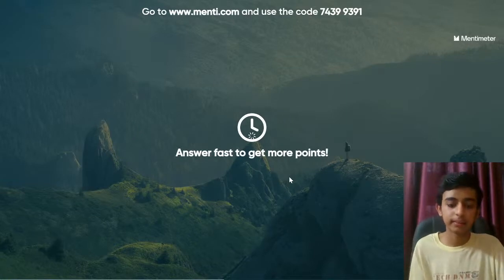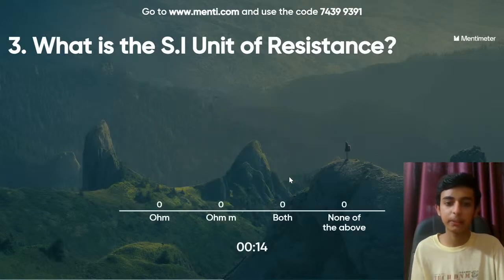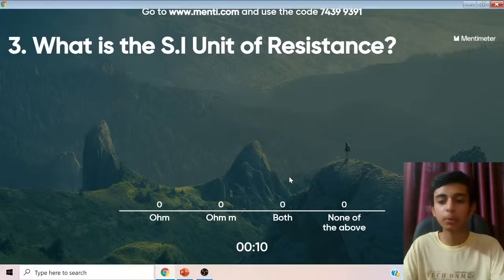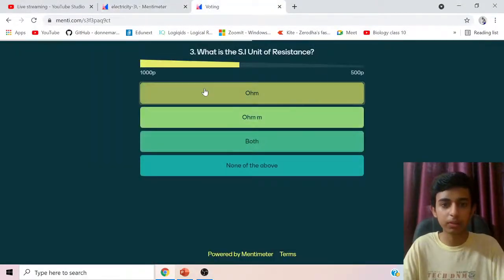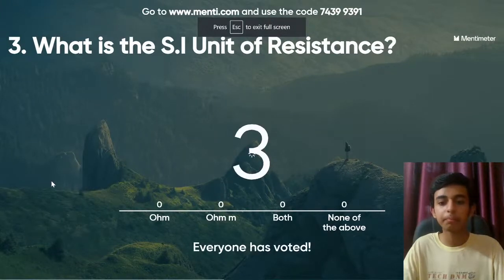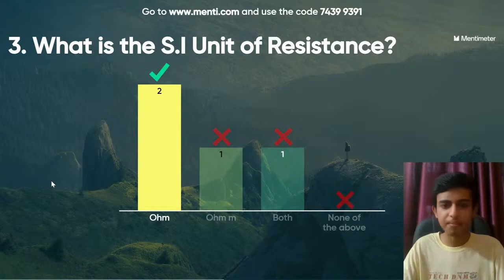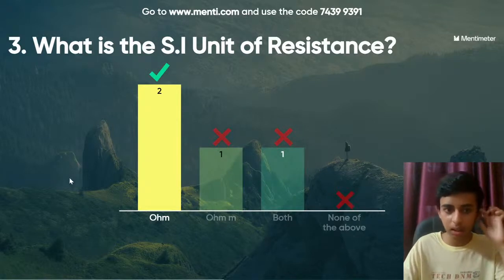Okay, what is the SI unit of resistance? This is easy. What are you thinking? Ohm, ohm meter, both, or none of the above? Let me also vote. Ohm, ohm meter, both. Okay, I have mixed answers this time.